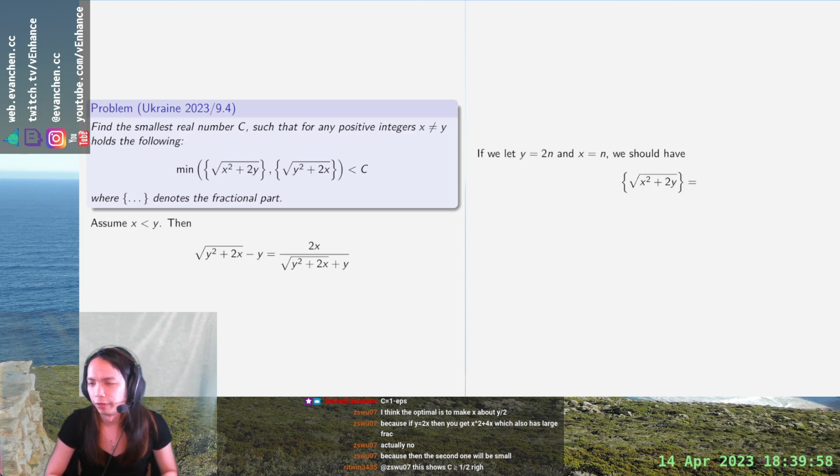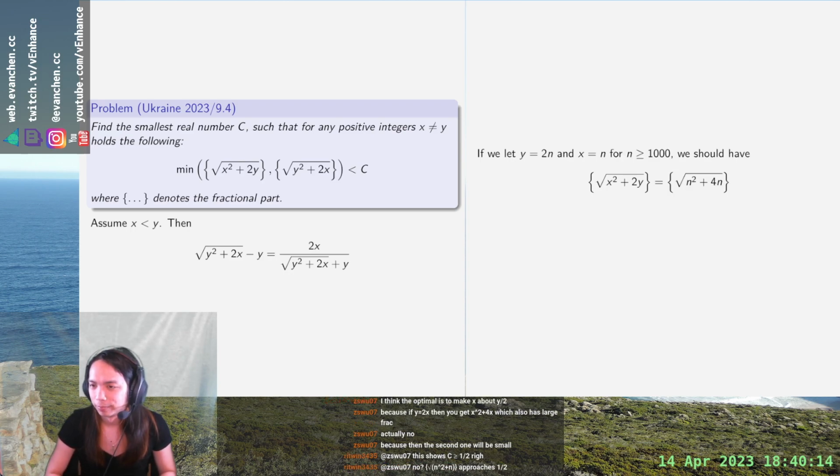Now let's just say for n bigger than like 1,000, 100,000, whatever. So x squared is like n squared plus 4n. So this is a pretty good fractional part because it's like just under n plus 2 all squared. Wait, actually, that is a really good fractional part. What the heck? Yeah, that's close to 1. And then the question is if I go the other way, y squared plus 2x.